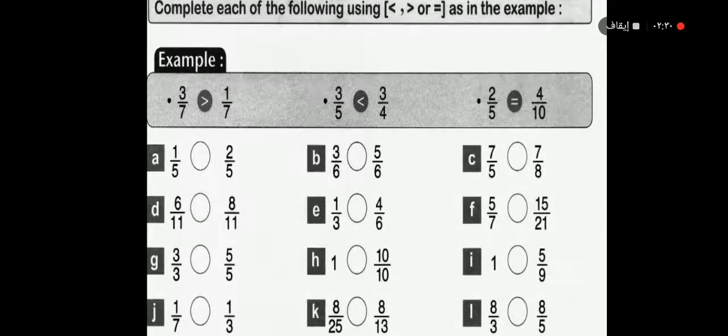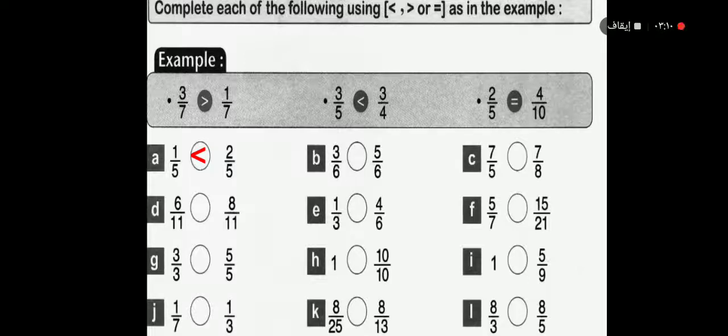Complete each of the following using less than, more than, or equal to. Example A: 1 over 5 or 2 over 5. As you see, the two fractions have the same denominator. What do we do? Look at the numerator. The fraction with the greater numerator is more than the other fraction. Then 2 over 5 is more than 1 over 5.